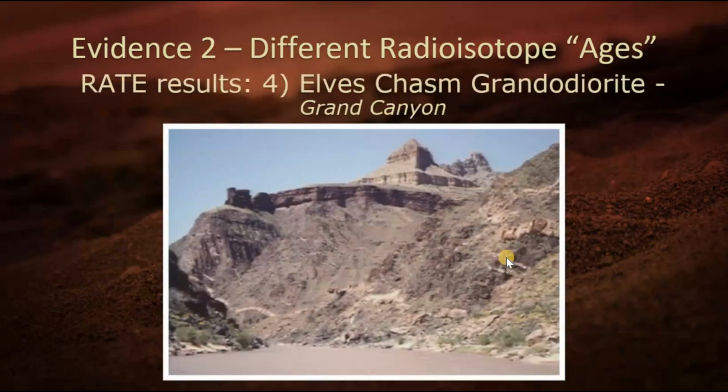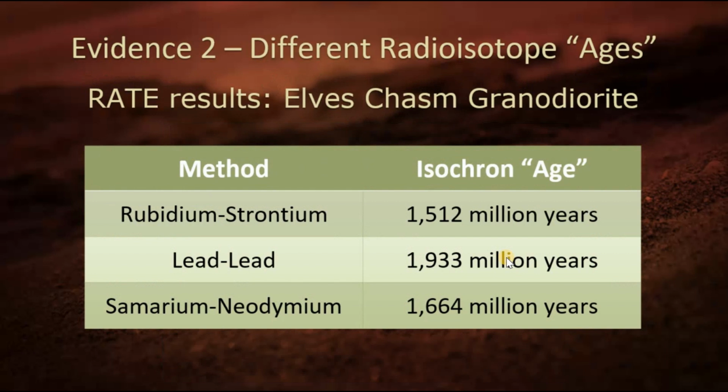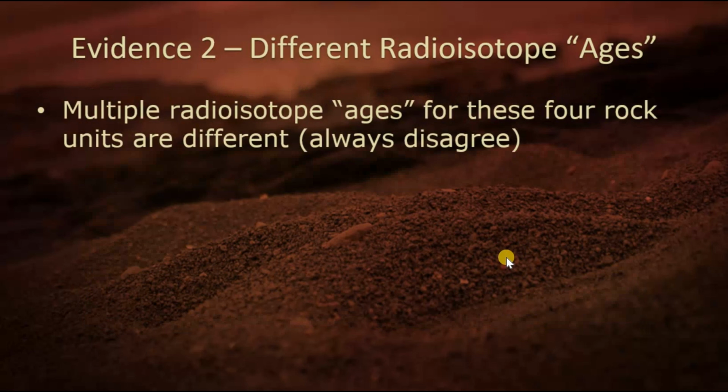They're not even close. The fourth one, they used some of the granite in Grand Canyon, and the results range from 1512 million years to 1933 million years to 1664 million years. Again, we see a great difference in these results. So multiple radioisotope ages for these 4 rock units are different, and they always disagree.